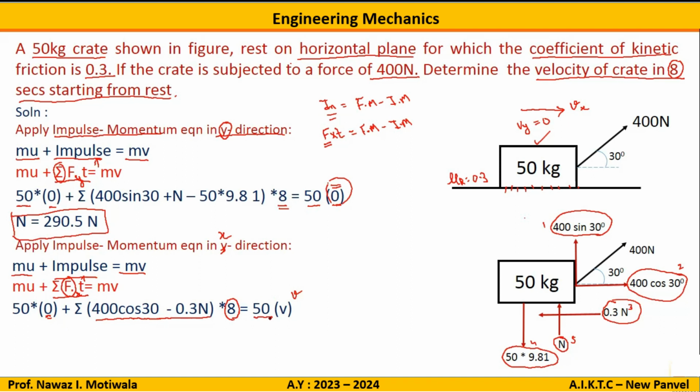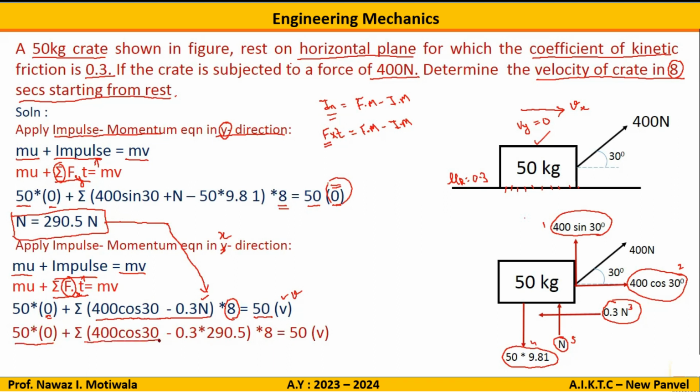Now in this equation, there are two unknowns. One is this N and one is this v, out of which this N we have already found out. So I will just substitute this value of N here and I will get the equation as 50 into 0 plus summation of 400 cos 30 minus 0.3 into N, which is 290.5, multiplied by 8 is equal to 50v. On solving this equation, I will get the answer for v as 41.48 meter per second, and this completes the solution.